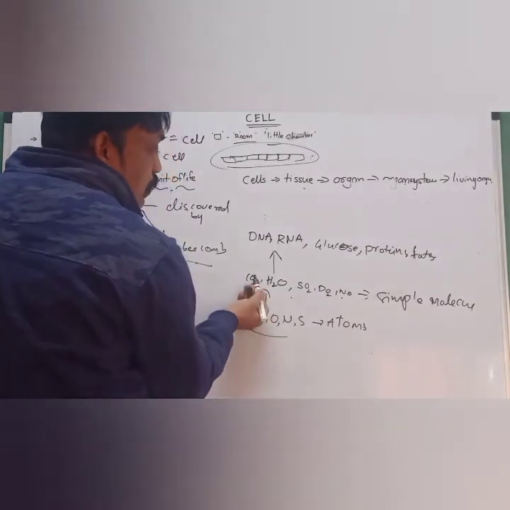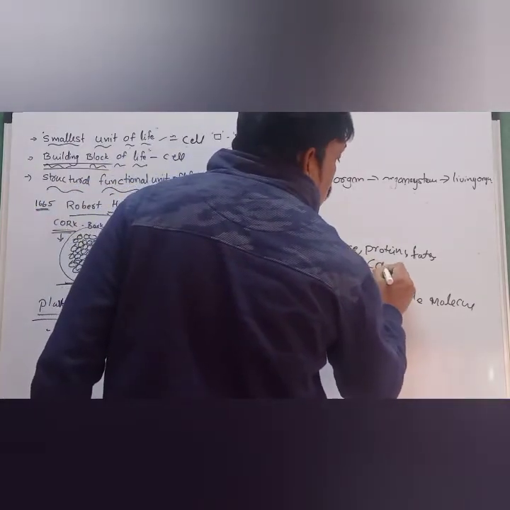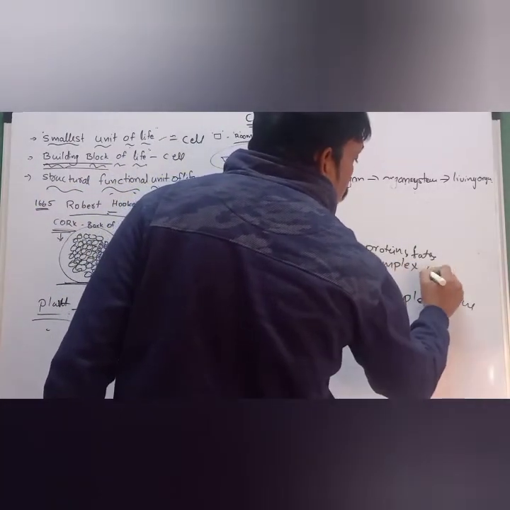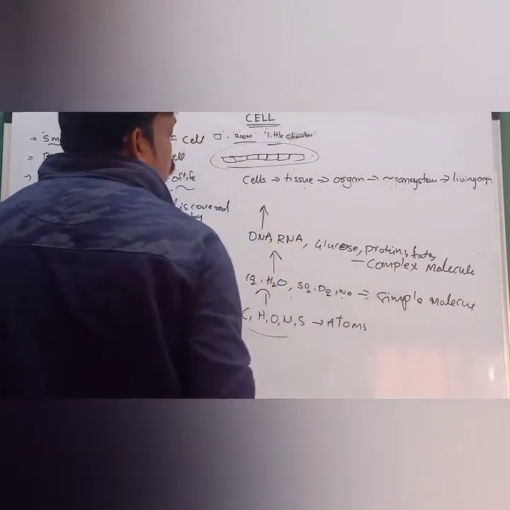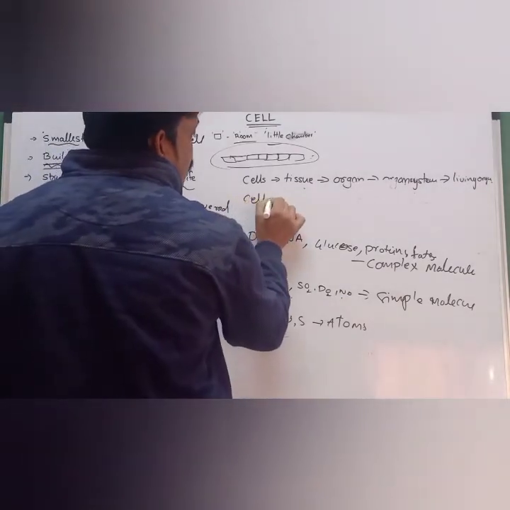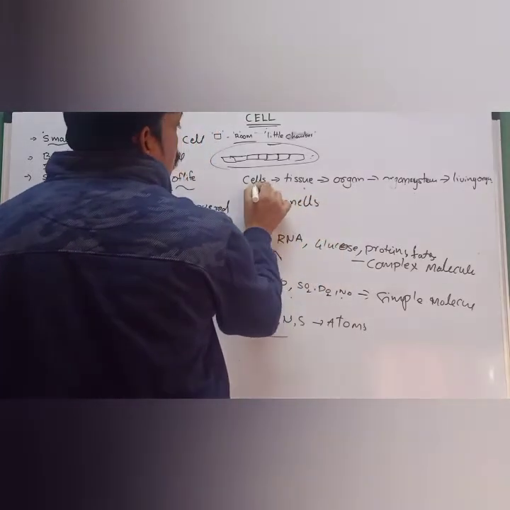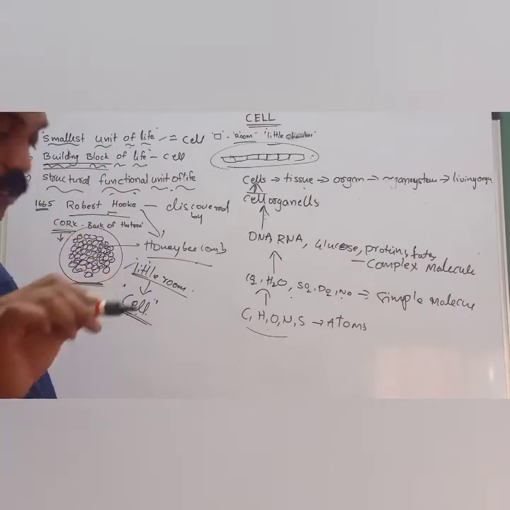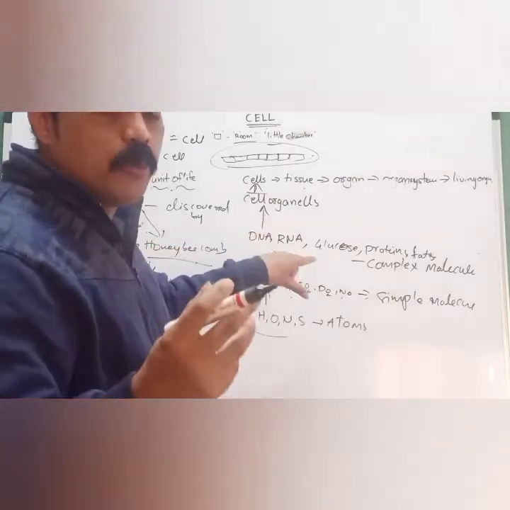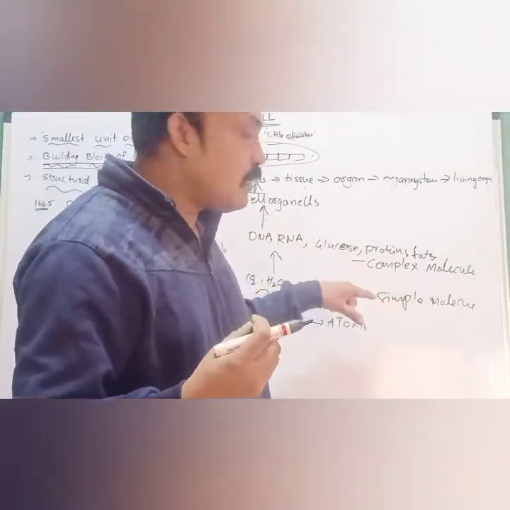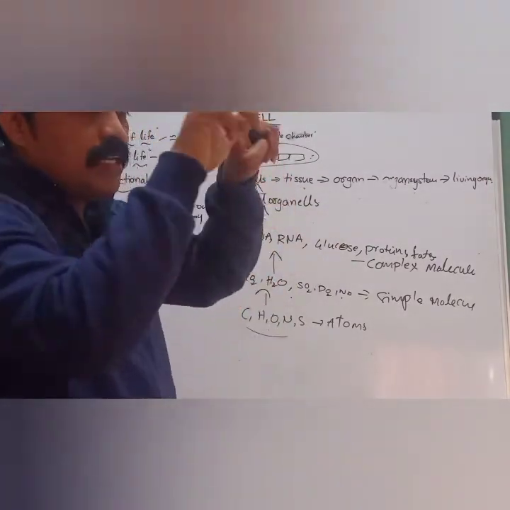Small atoms combine and form simple molecules. Simple molecules combine and form what? These are complex, a little bit complex molecules. And complex molecules combine and form what? Cell organelles. What are cell organelles? In next classes we are going to discuss. All cell organelles combine and form what? Cell. Inside the cell, first of all, cell organelles are formed by complex molecules: DNA, RNA, glucose, protein molecules, fat molecules, globulin molecules. All molecules combine to form one cell organelle. All cell organelles combine and finally form one cell.